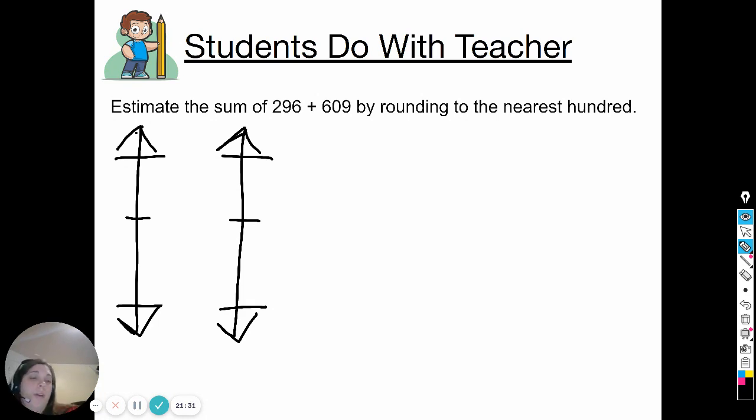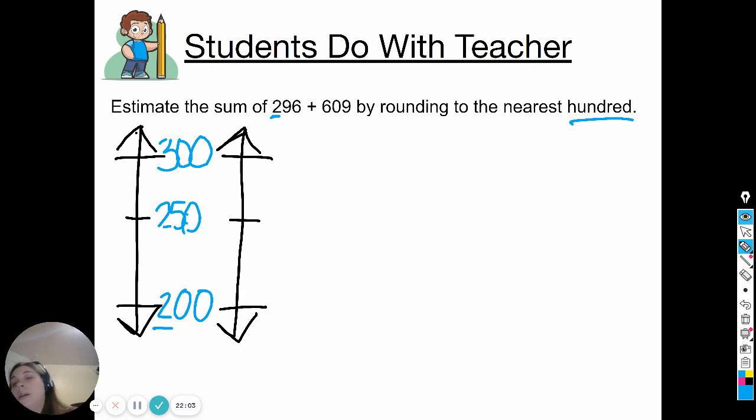Okay, let's start with 296. We look in the hundreds since we're rounding to the nearest hundreds. There's a 2, so down here at the bottom we're going to have 200. Top number is 100 more. 2 plus 1 is 3, so we have 300. Halfway point, keep the 2, put the 50 at the end. Our halfway point is 250.